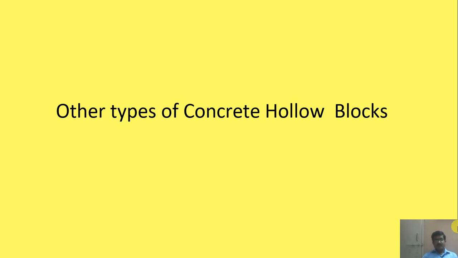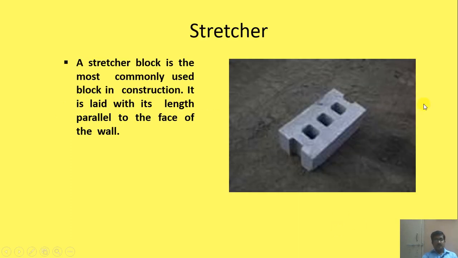Actually, today's content that we have already discussed is the solid concrete blocks and hollow concrete blocks, and their various uses and advantages, that we have seen, right? So today we'll see some additional parts. So what is a stretcher? A stretcher block is the most common block in construction. It is laid with its length parallel to the face of the wall, right? So that we have seen, this is the terminology associated with this block.